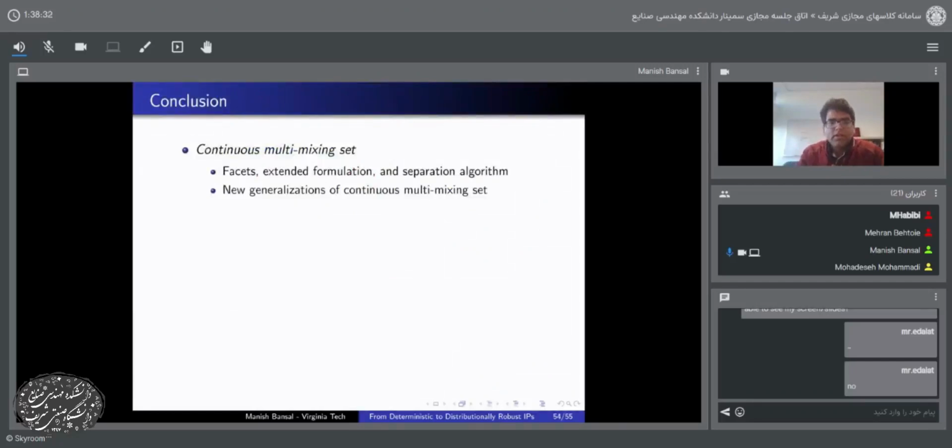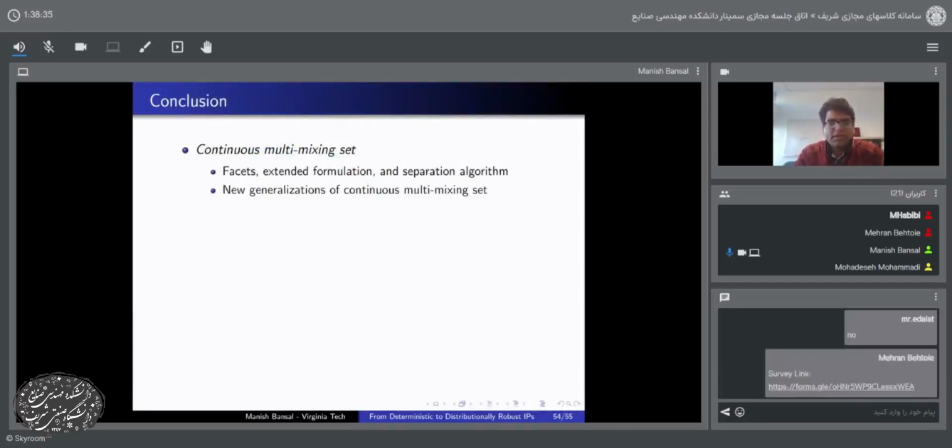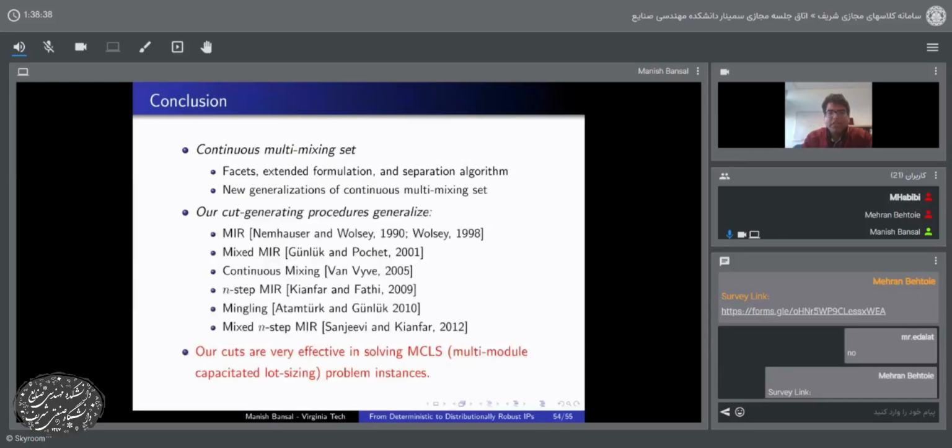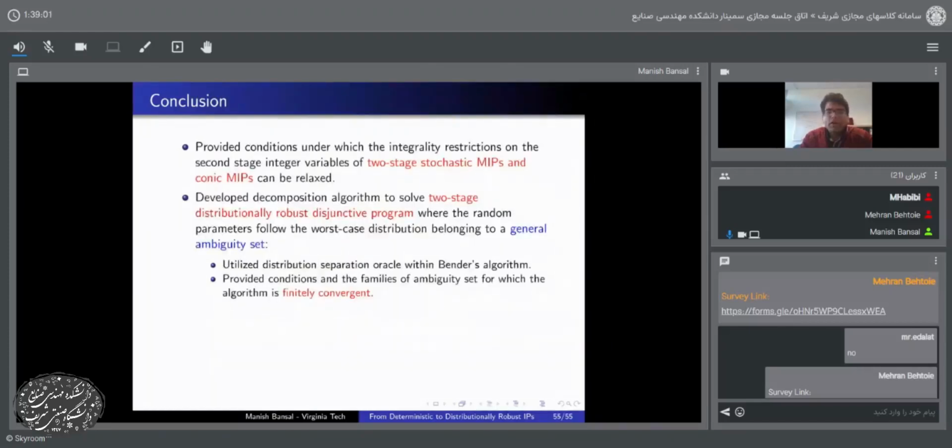I'll conclude at this point. We discussed continuous multi-mixing sets and some facets. We were not able to get to the extended ones, which are some generalizations. The cut generation procedure generalizes various existing cut generation procedures, and we observe that the cuts are quite effective for multi-module capacitated lot sizing problems. We discussed conditions under which the integrality restrictions on the second stage integer variables can be relaxed. And the plan was to discuss decomposition algorithms for solving two-stage distributionally robust disjunctive programs with general ambiguity sets.